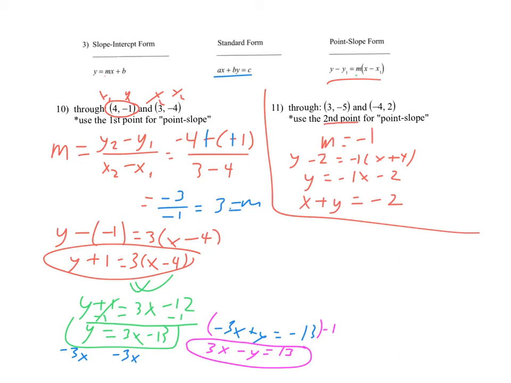All right, next up, number 11. I'm not going to do this one, but I'll just kind of show you the answers here, so if you want to try it on your own. So I got the slope as -1. It said use the second point for your point slope, so I went ahead and did that. So there's my point slope, there's my slope-intercept, my y equals mx plus b, and then there's my standard form.